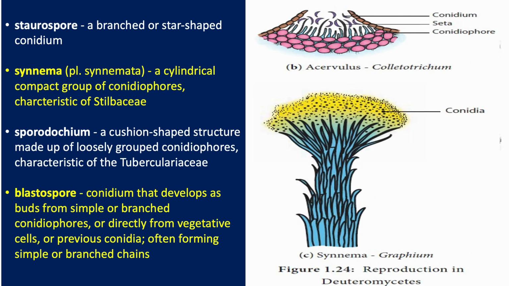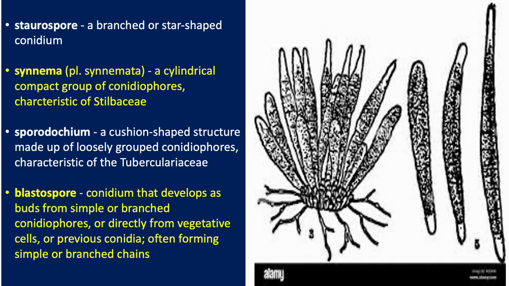Next terminology is coremium. Its plural form is coremia. These are the cylindrical, compact groups of conidiophores, which is the characteristic of Stilbaceae. Next is sporodochium. It means a cushion-shaped structure made up of loosely grouped conidiophores, which is the characteristic of the family Tuberculariaceae.